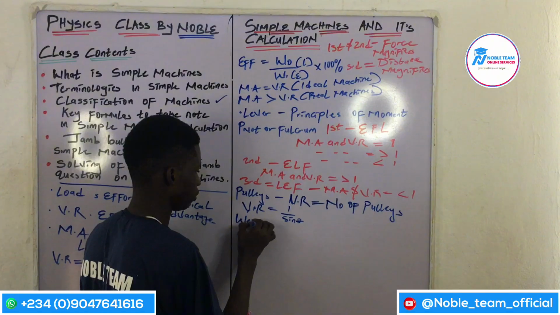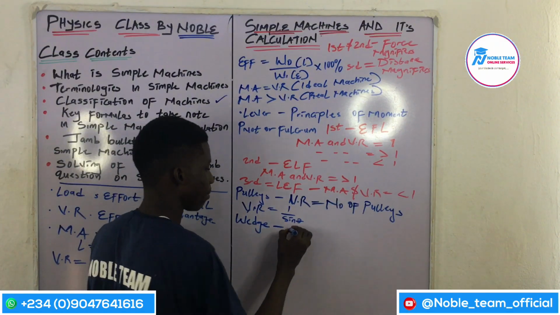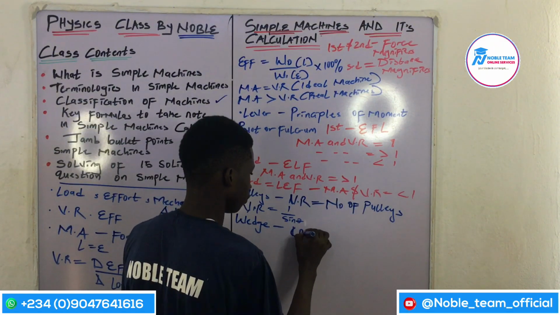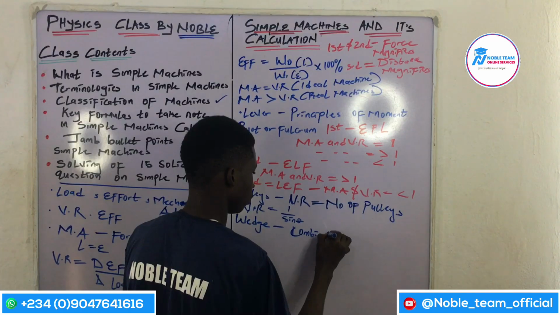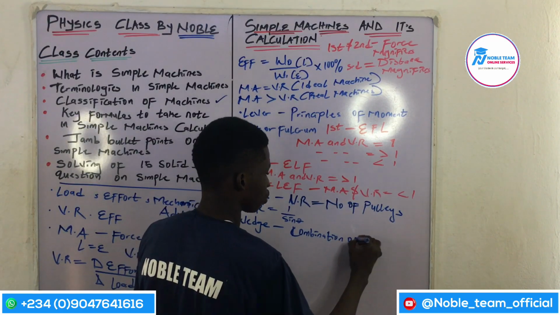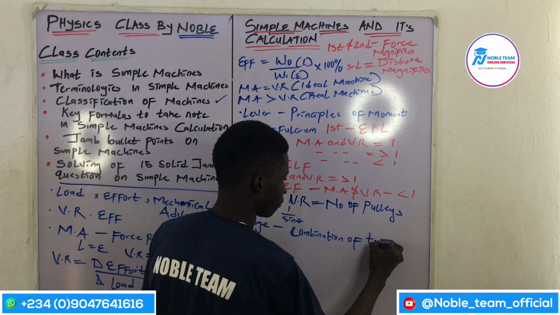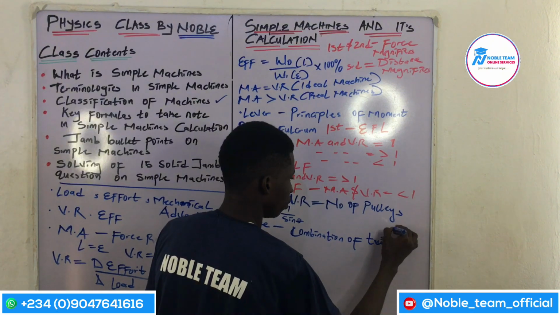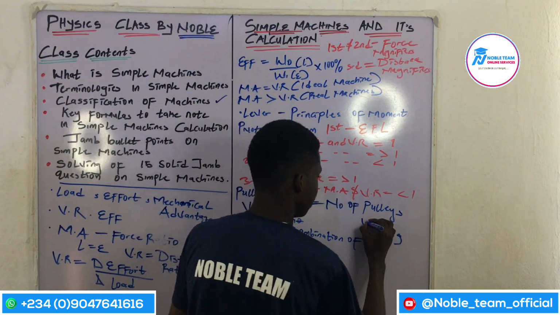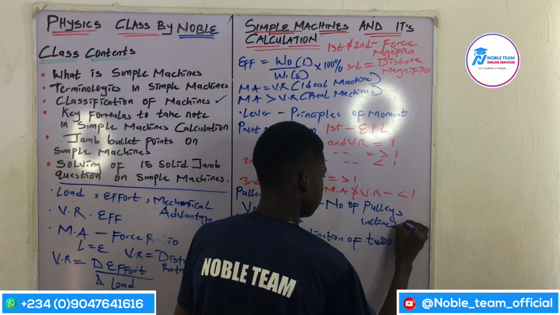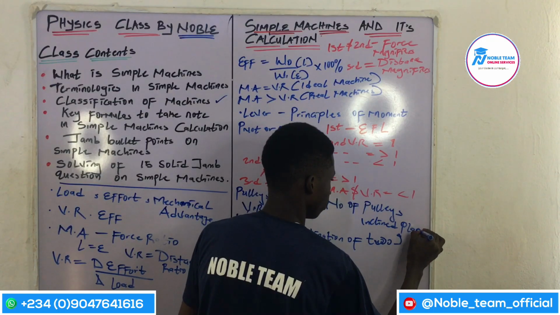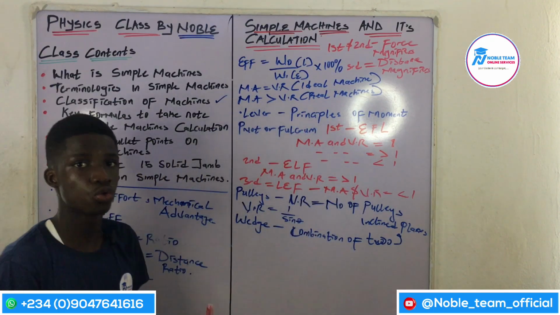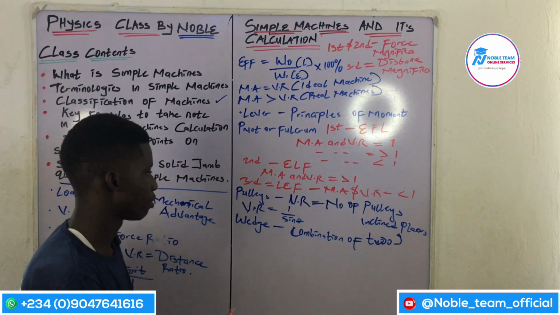Now, once we talk about wedge, we are talking about combination of what? 2 inclined planes, which is being held by cohesive forces. Now this point must be noted.